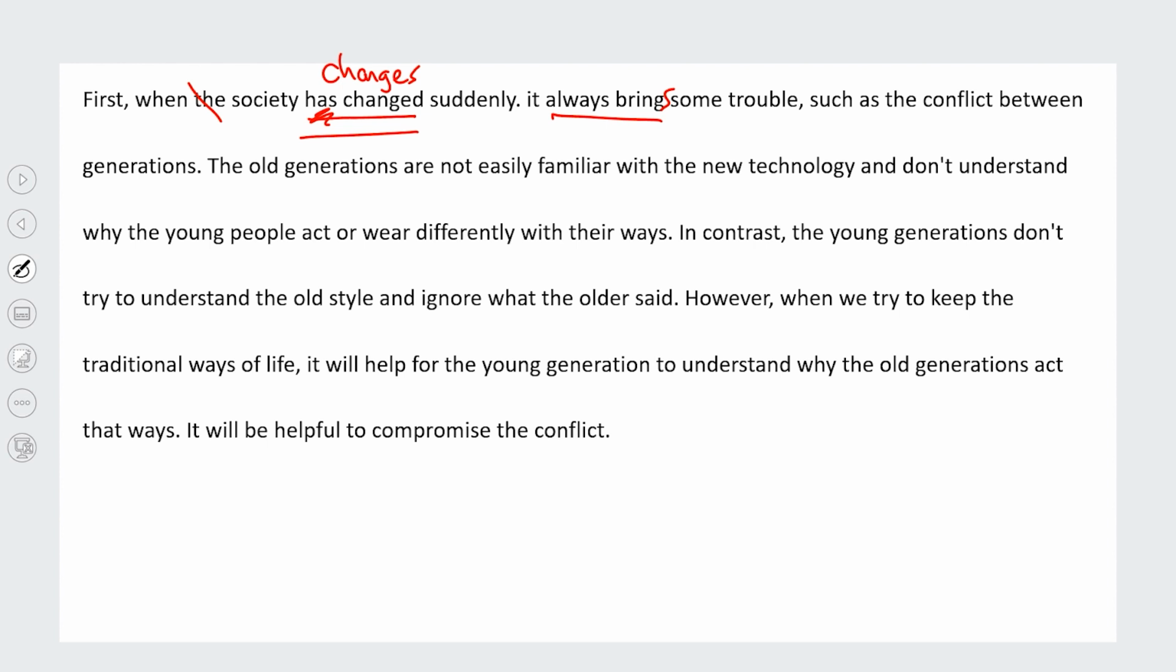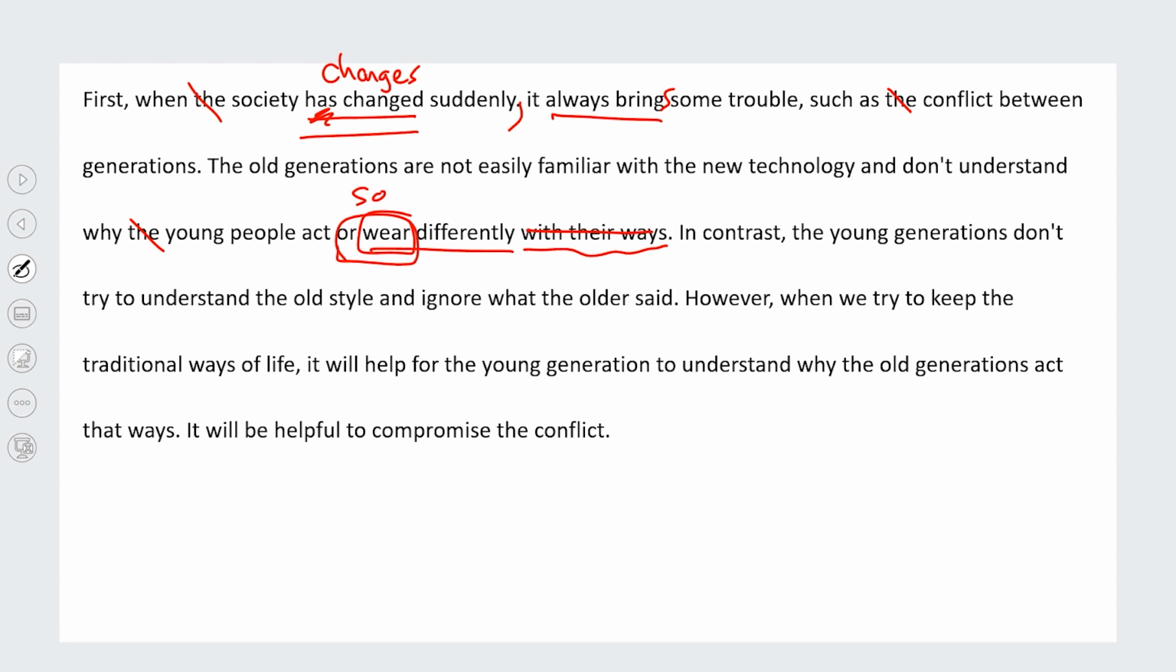But I think what this candidate should do more naturally is they're talking in general. So when we talk in general, we use present. First, when society changes suddenly, there should be a comma, it always brings some trouble, such as conflict between generations. The old generations are not easily familiar with the new technology and don't understand why the young people act or wear differently with their ways. Wear, obviously, we're talking about clothes. So you could say wear different clothes, but I think it's more natural to say don't understand why young people act so differently.